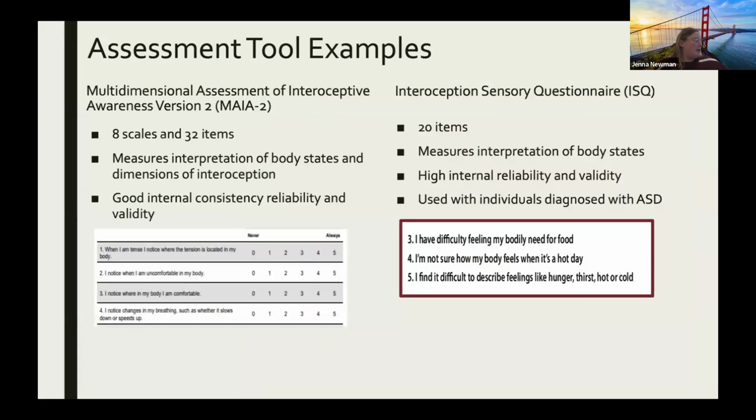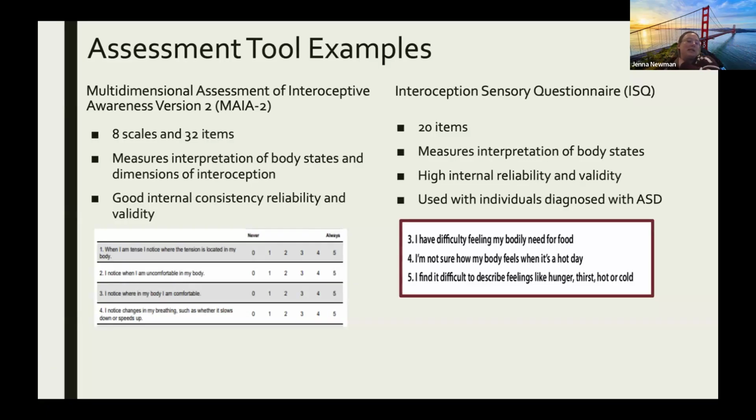I wanted to give a few examples of what these assessment tools look like. The first tool that I chose to look at is the MAIA. This tool has 8 scales and a total of 32 items, or 32 questions. Again, it measures the interpretation of body states and dimensions of interoception. In research, it has received good internal consistency, reliability, and validity. As you can see in the example here, it asks individuals to rate themselves on a scale of 0, meaning never, to 5, meaning always.